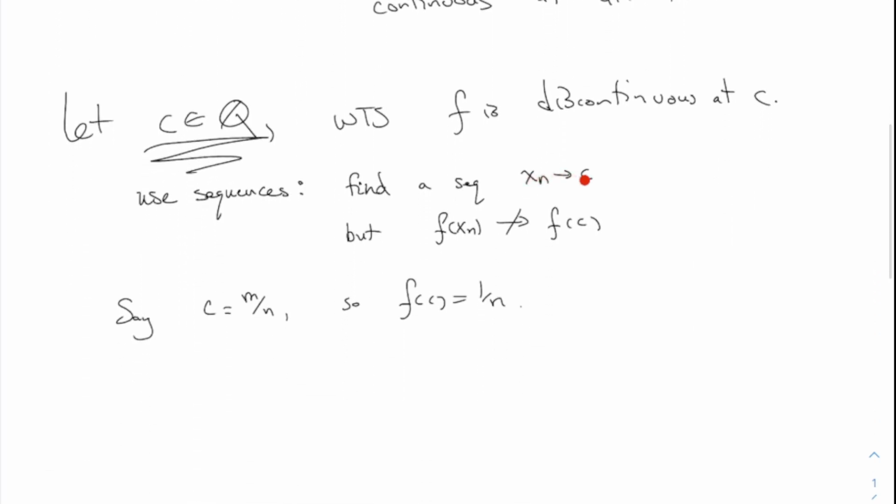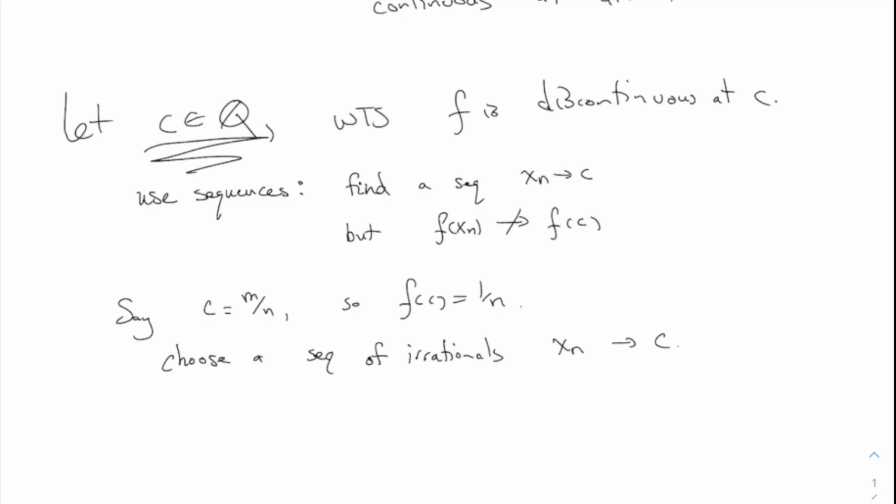We've got to find a sequence approaching C. So I'm going to say choose a sequence. Now you could try and be specific. This was a good idea that Joe said, but I think I'm going to be less specific about it. Choose a sequence of irrationals x_n approaching C. Even though C is rational, it is possible to find a sequence of irrationals that approach that value.